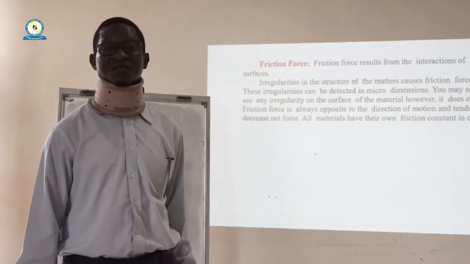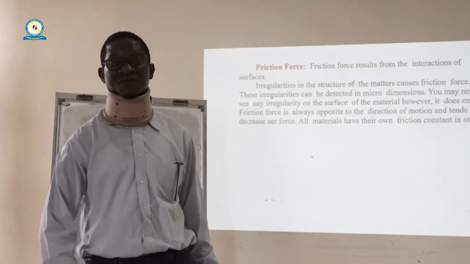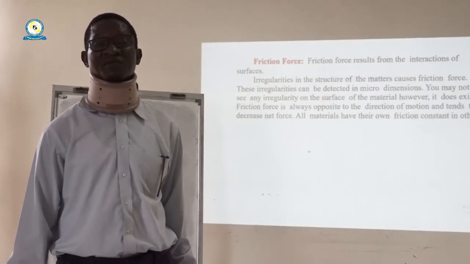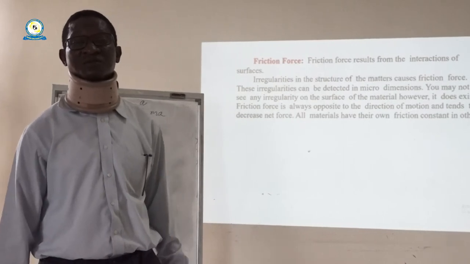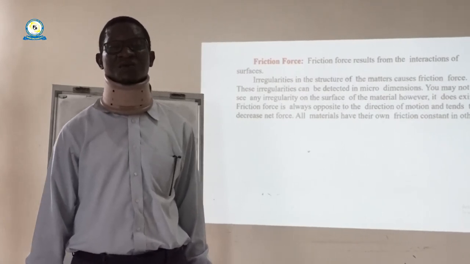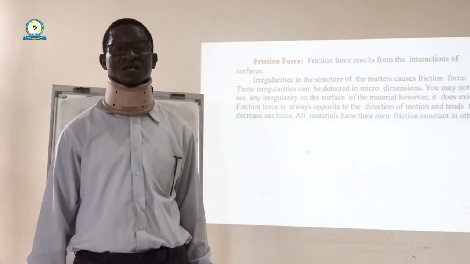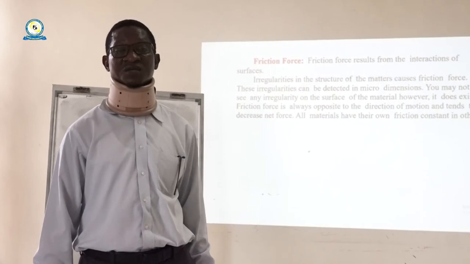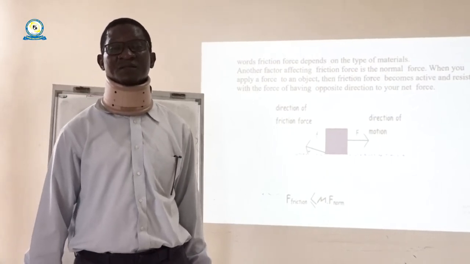The friction force results from the interactions of surfaces, for example the surface of the car tires and the surface of the road. Irregularities in the structure of the matter cause friction force. These irregularities can be in micro dimensions. You may not see any irregularity on the surface of the material, however, it does exist. Friction force is always opposite to the direction of motion and it tends to decrease net force. All materials have their own friction constant. In other words, friction force depends on the type of materials.